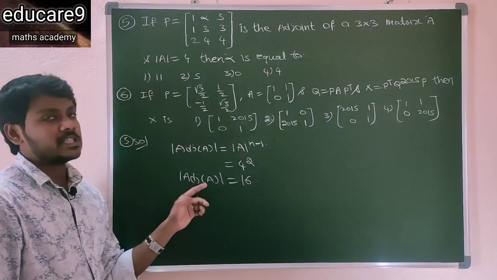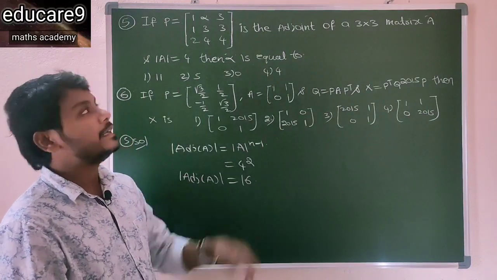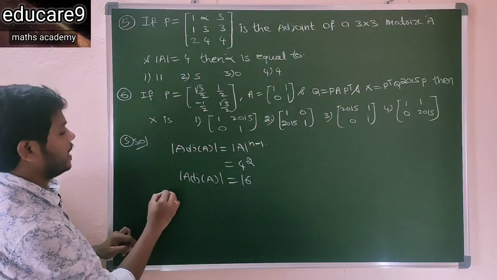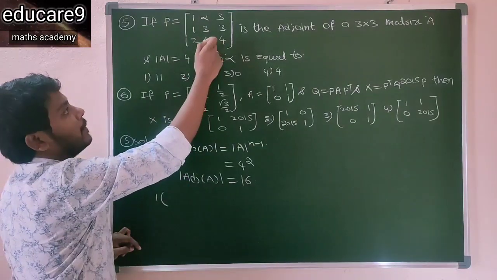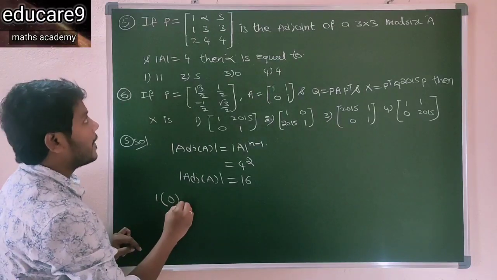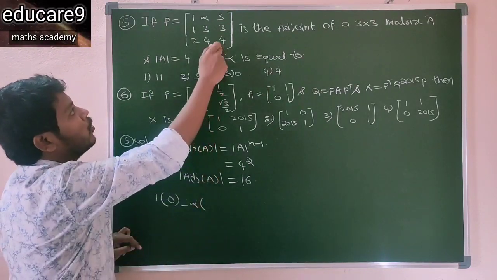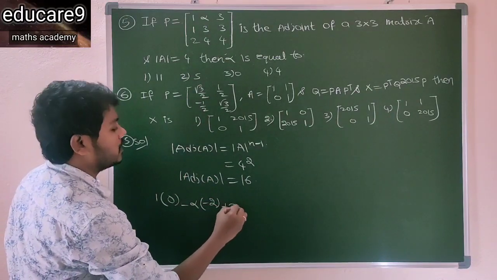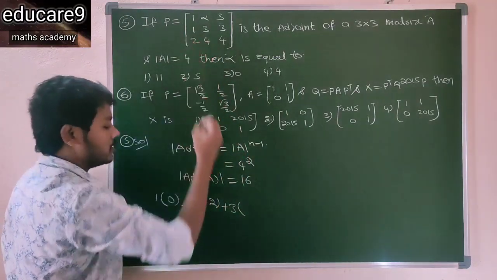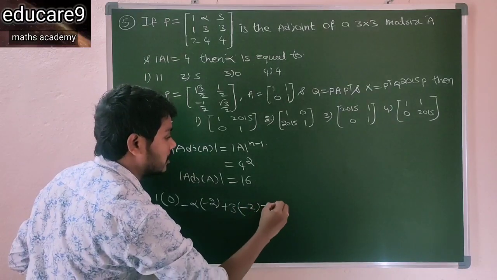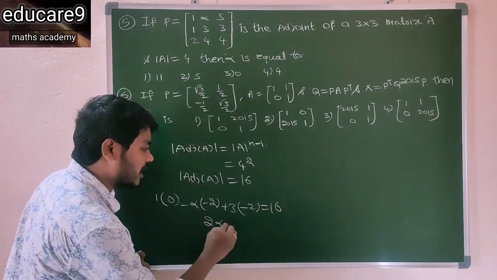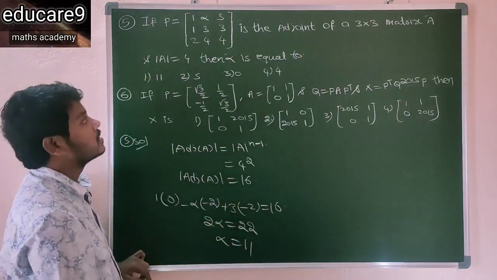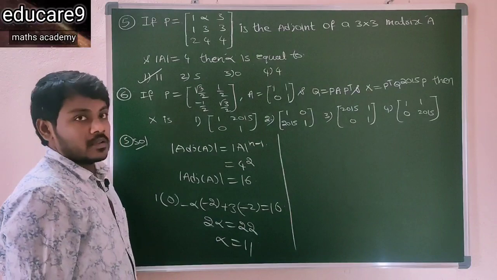Now the determinant of adjoint A is the determinant of P. So find this determinant. So 1 into 12 minus 12, that is 0, minus alpha into 4 minus 6, that is minus 2, plus 3 into 4 minus 6, that is minus 2, is equal to 60. So this is 2 alpha equal to 22. So from this, the alpha value is 11. So clearly option 1.